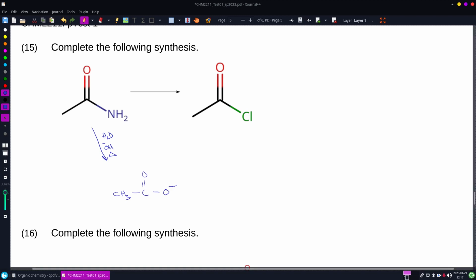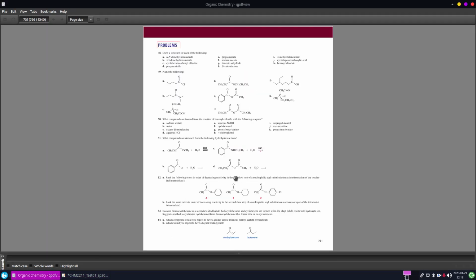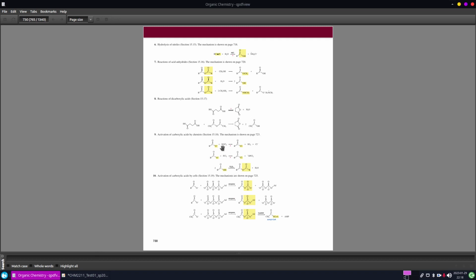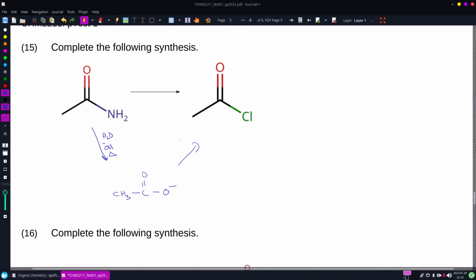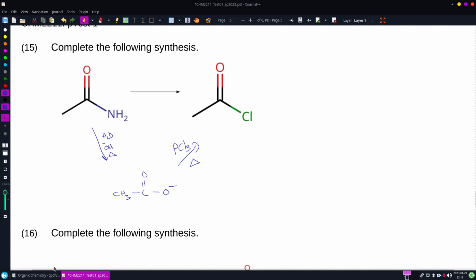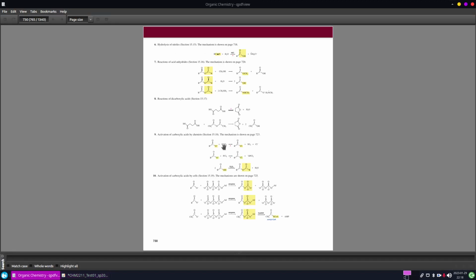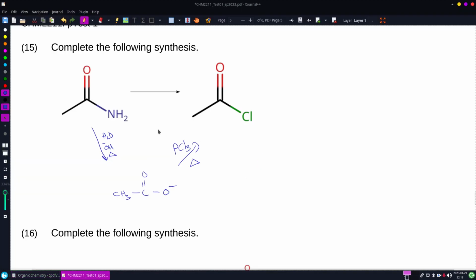our carboxylate. Now, for this step, there are two ways of doing it, but they're both very similar: SOCl2 or PCl3 with heat. If you think back to our alcohols chapter, those were the same reagents we used to turn alcohols into alkyl chlorides. So it seems like there might be some related action with the heat to make this happen. But that is the easiest way to do that.